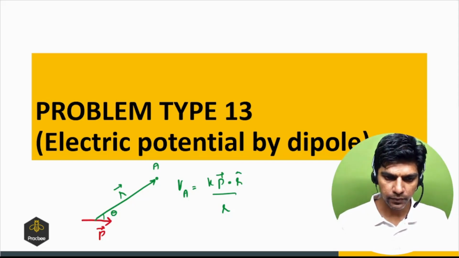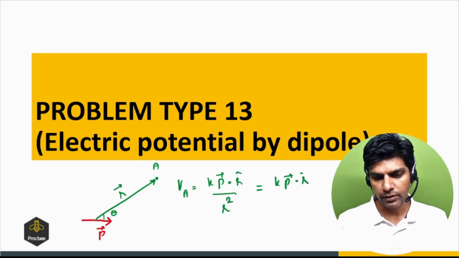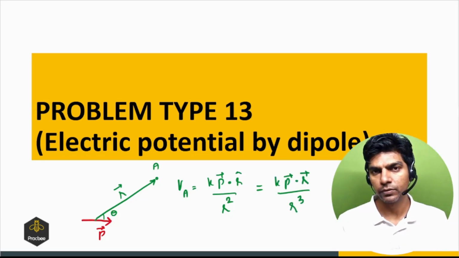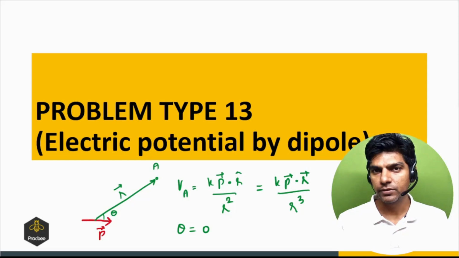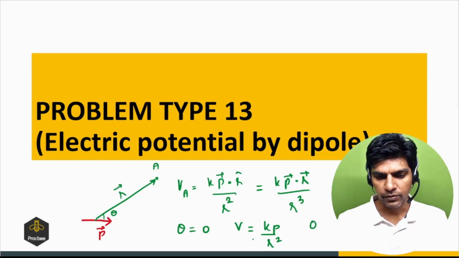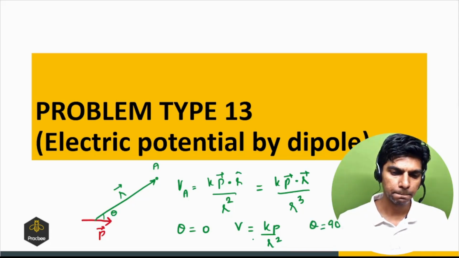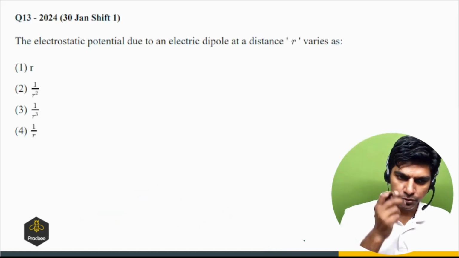This will be r square, or we can also write this as Kp dot r upon r cube. And if theta is 0, then the position is known as the axial position, and in axial position the potential will become kp by r square. And if theta is 90 degrees, then potential will become 0, right? Potential will become 0.